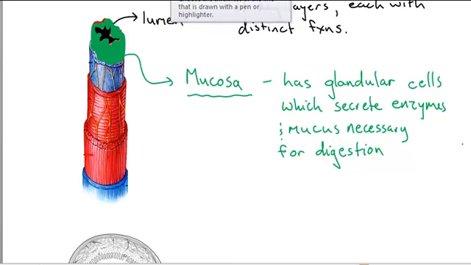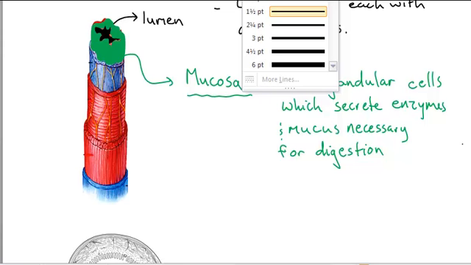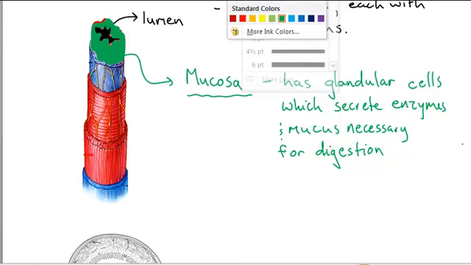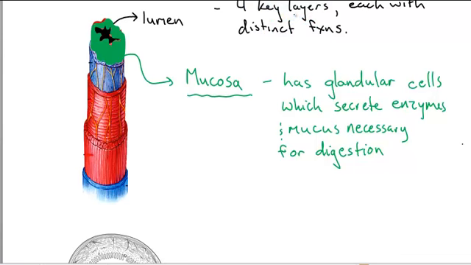The next layer, I'm going to color blue because that's what's already colored. So we'll just highlight this. Is called the submucosa.